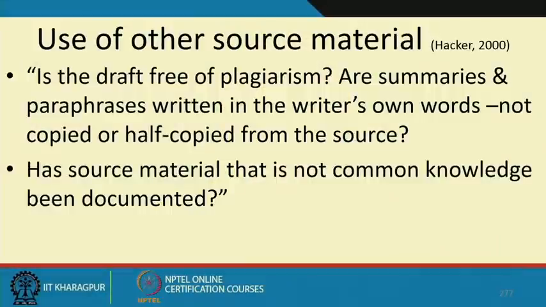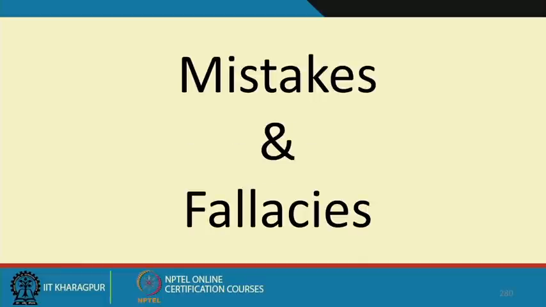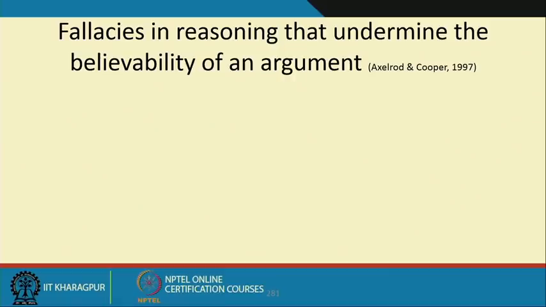Now, in the previous class we talked about revising. One more thing that happens in revising is that we need to take care of the mistakes and fallacies that appear in revisions. That is what we will address in this lecture, and some bits of it you will have seen earlier in the context of the same class, but they are quite relevant to this lecture, so they have been put in here also. Okay. Some fallacies in reasoning that undermine the believability of the argument.